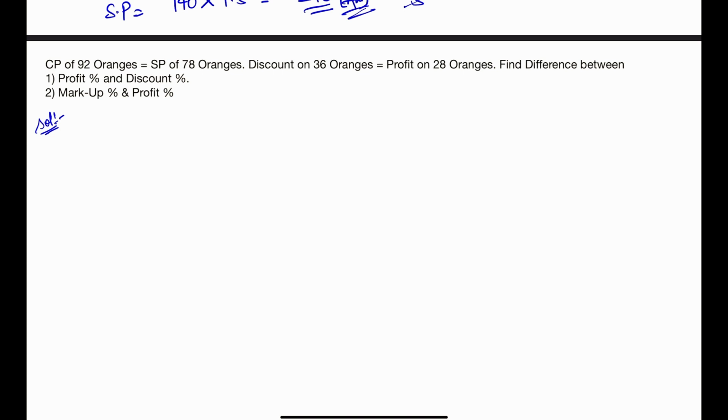So the ratio of CP and SP is given. So let's suppose the cost price of one orange is C. So cost price of 92 oranges is 92C equal to 78 SP. Okay, will it be divisible by anything? Okay, let's divide. This will be 46, this will be 39. So indirectly I can say this value also.